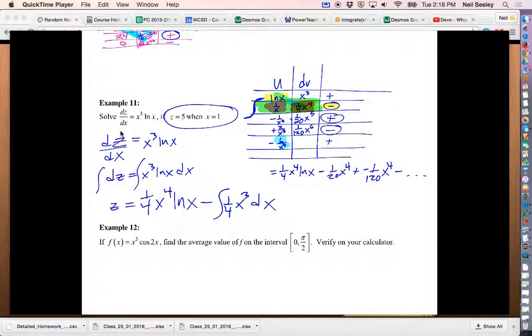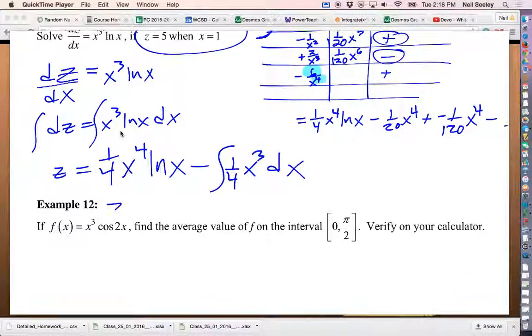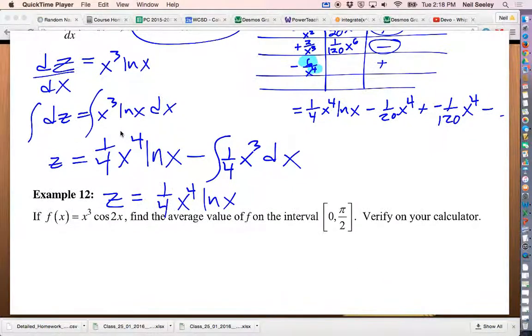There's one other scenario we run into where we'll just deal with that when we get there. It's a little bit later. But now we're good. Just play with it. I think we can just integrate that one. I'm going to write z is 1/4 x to the 4th ln x. And then minus 1/4 x to the 4th divided by 4, so it's going to be minus 1/16 x to the 4th plus c.